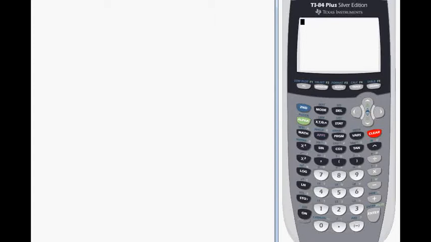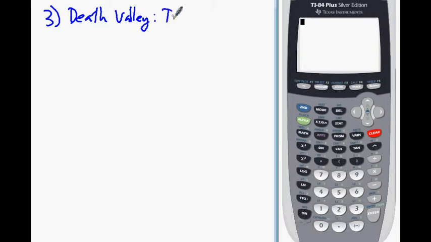This is homework assignment from page 96, numbers 3, 4, 5, 7, and 14. Starting with number 3. We are going to be talking about Death Valley, in particular the temperature. We're given lots of data and asked to find the mean, median, and mode.